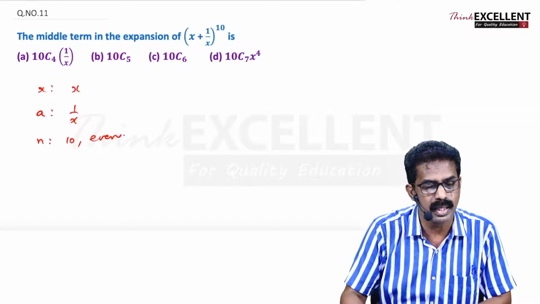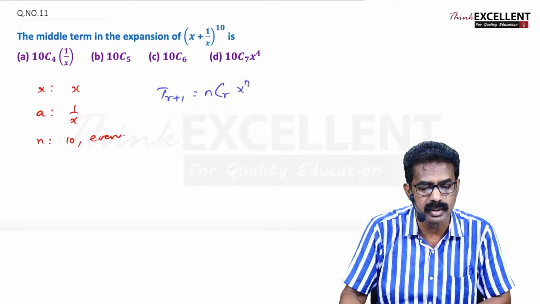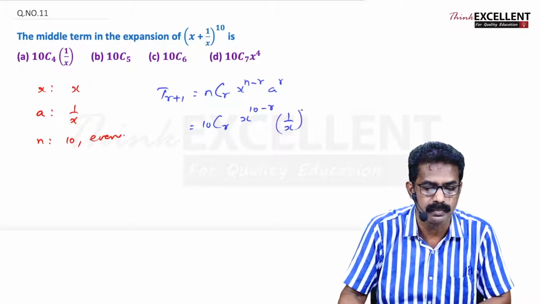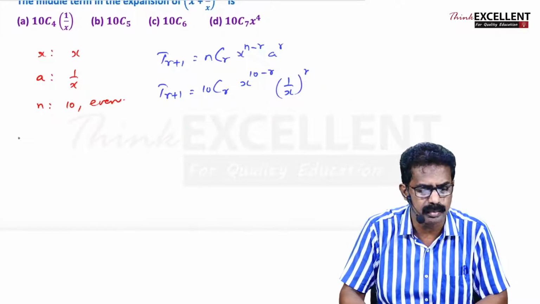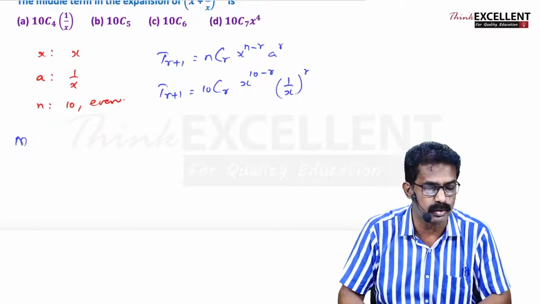So before that you write the general term, T r plus 1 is equal to nCr x raised to n minus r, a raised to r. Substitute the known values: n value 10, 10Cr, x is x only raised to 10 minus r, a value 1 by x raised to r. So this is T r plus 1. Now we see which term you need. We want the middle term, right? I'm writing all the steps so that it will be easy for you to do the 2-mark, 3-mark questions.